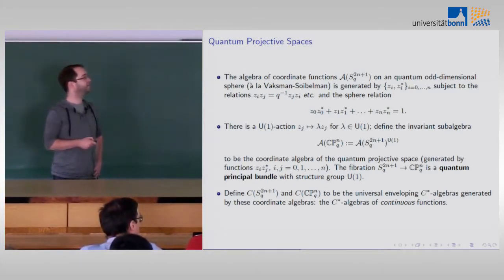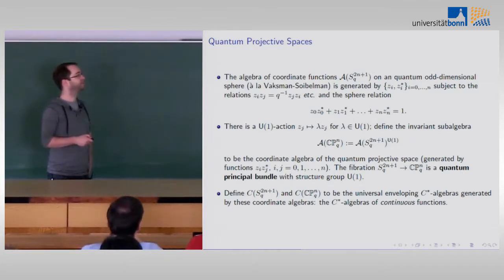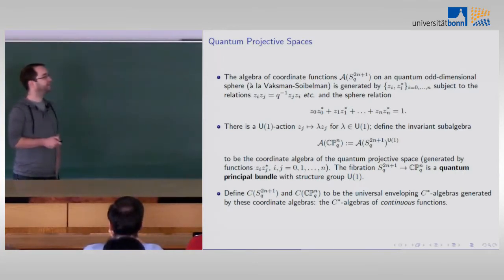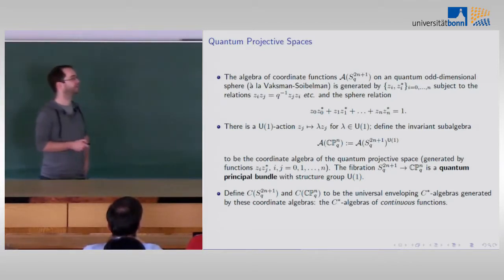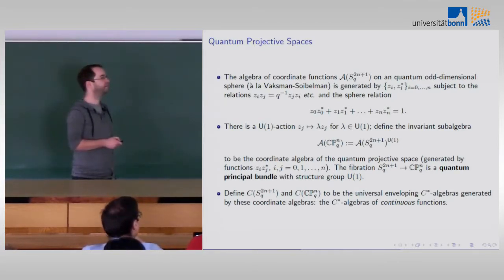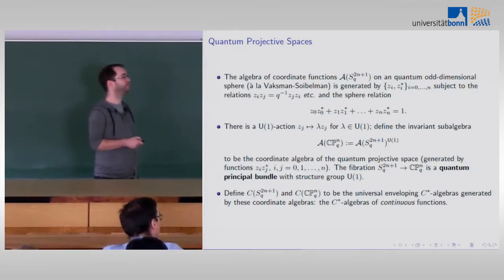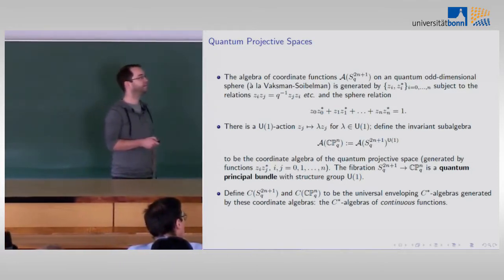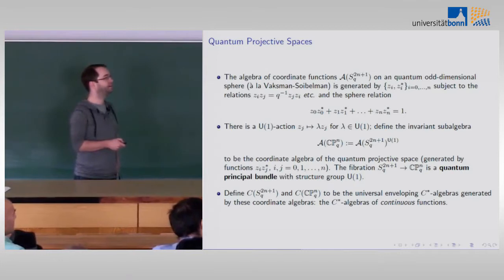So this is by definition the coordinate algebra of functions on the quantum projective space. It's easy to see that this is generated by polynomials of this form. And this gives me a quantum version of the U(1) bundle that you already know. So what I think of as the quantum 2n+1 sphere sitting over the projective space CP^n_q.